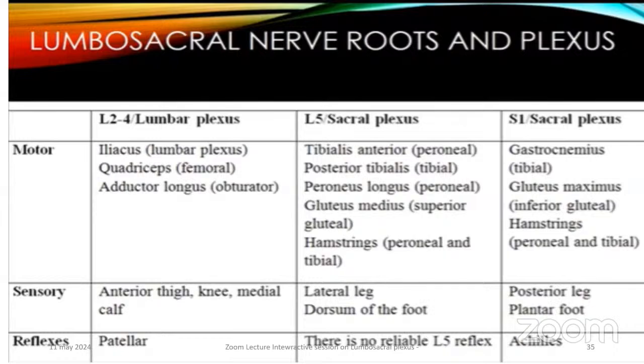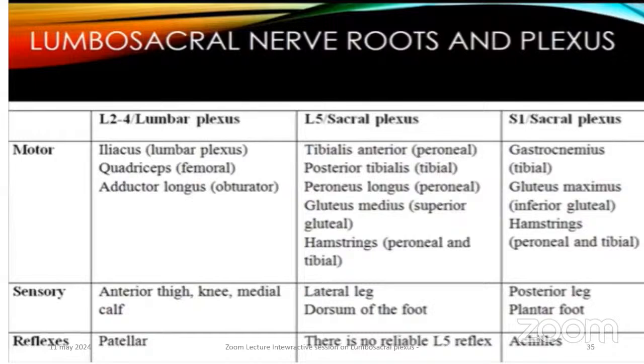So let's look at the L2-4 lumbar plexus, L5 sacral plexus, and S1 sacral plexus, and three angles: motor, sensory, and reflexes. The important muscles to concentrate on for L2-4 are iliacus, that is hip flexion, knee extension, and of course adductor longus, that is obturator, that is adduction. And the sensory part: anterior part of the thigh, knee, and medial calf. Medial calf because of the saphenous nerve, that is distribution of the L4 dermatome. And the reflex is the patellar reflex or knee jerk.